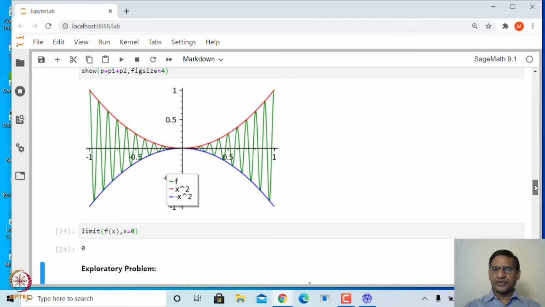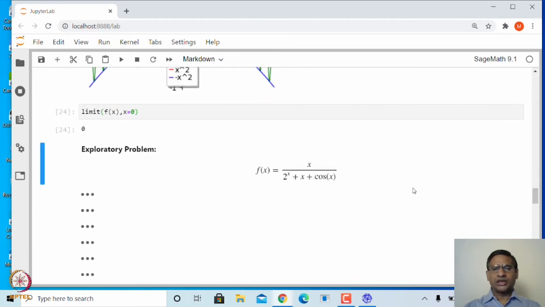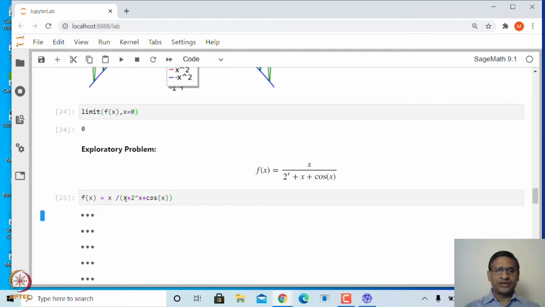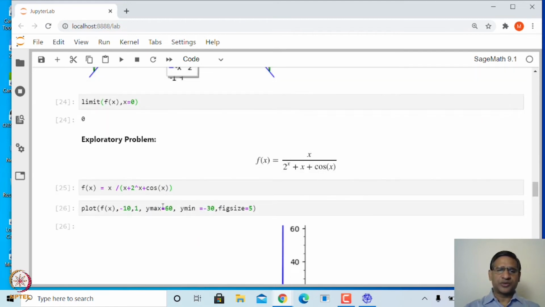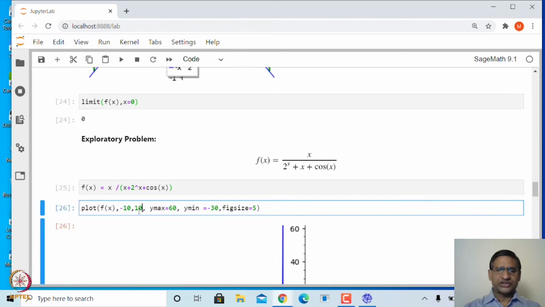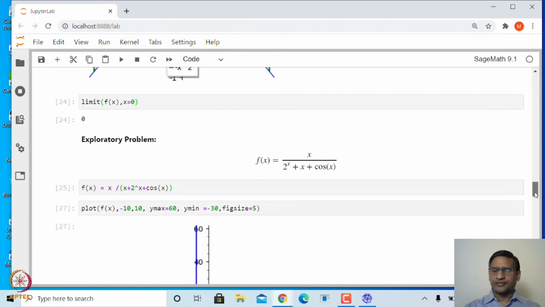Now, let me also look at another problem, which is f(x) = x · 2^x divided by (2^x + x) plus cos x. Let us explore what happens to the limit of this function at various points. As usual, before we explore the limit, we will plot the graph of this function, first between -10 and 10. So, that is how the graph looks.